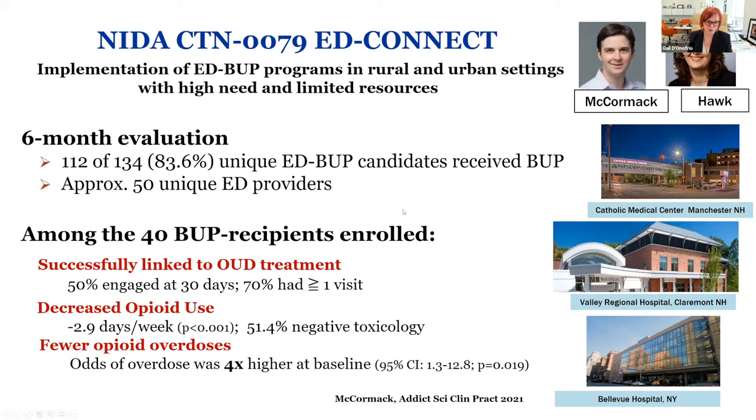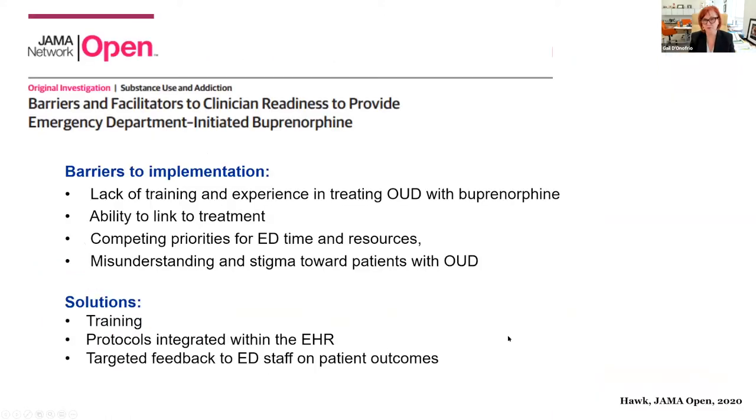And we were able to do that project, and we had 83% unique ED bup candidates received buprenorphine from 50 ED providers, which was amazing. And then we don't really have a lot of RAs out there. We only had them for a brief period of time. But during that time, of the 50 people, we could actually enroll in a study because someone can do consent and we can follow them up. 50% of them were engaged at 30 days and 70% had at least one visit. And there was a lot of decrease in opiate use and four times fewer opiate overdoses, which was pretty significant.